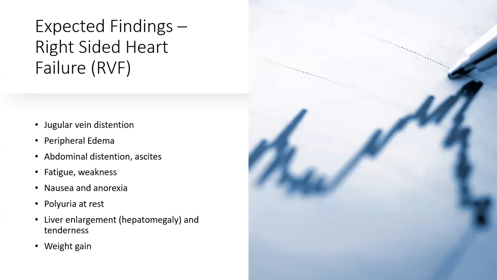So what are my expected findings for my right-sided heart failure? So my right ventricular failure. This one, remember, the right side of your heart pulls things back. So what you want to picture is a bunch of edema, peripheral edema, all this swelling and fluid overload. So you're going to see things like jugular vein distension, peripheral edema, abdominal distension, so ascites, fatigue, weakness, nausea, anorexia, polyuria at rest, enlarged liver, and tenderness and weight gain.